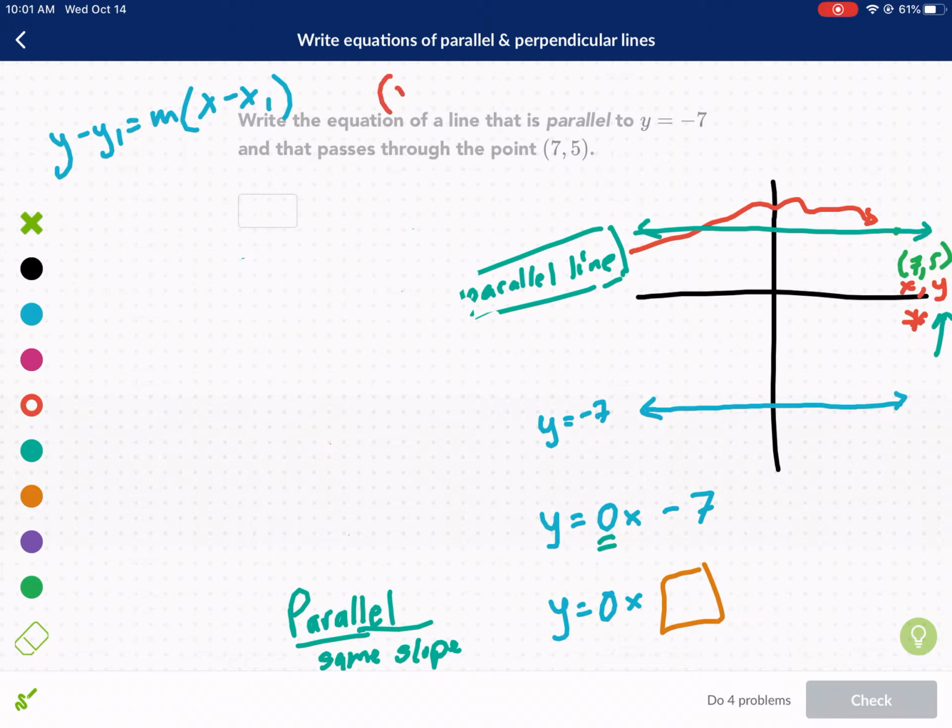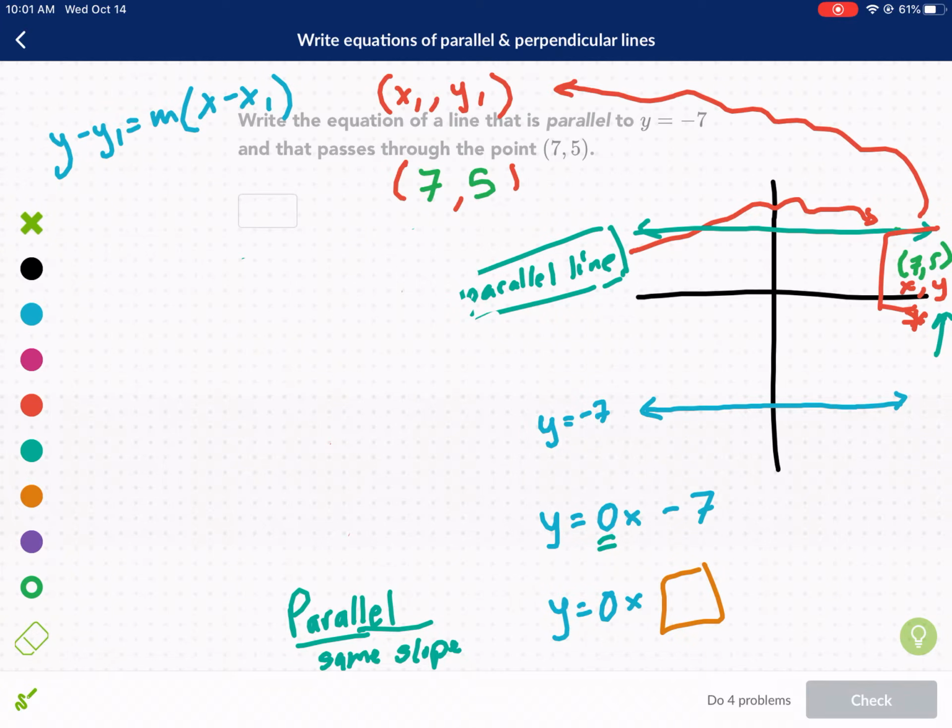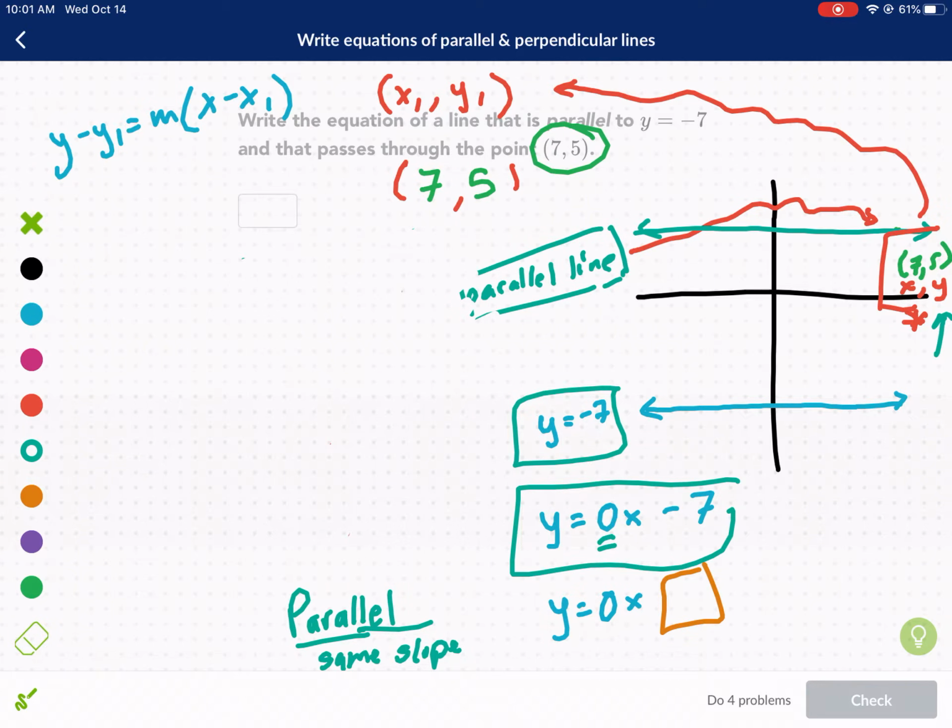x1 and y1 are simply the point that the line goes through. In this case, we have that point. It is (7, 5). That's our x1, that's our y1, because we are told it goes through that point. So x1 and y1 are 7 and 5, respectively. Now, our slope, we still maintain the same. We want it to be parallel to this original line, y equals -7. So we know that m needs to be equal to 0. So m equals 0. That's our slope.